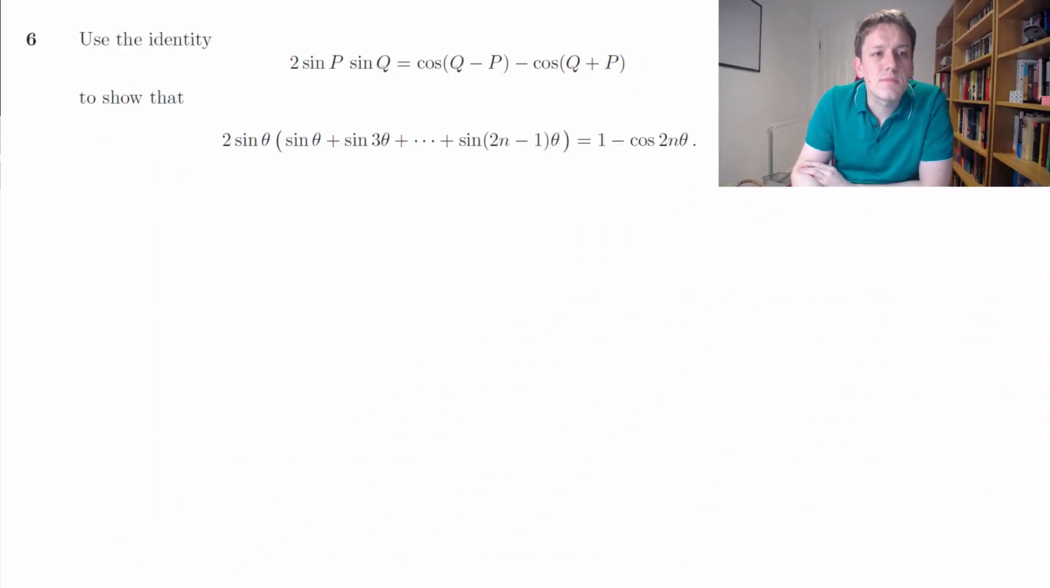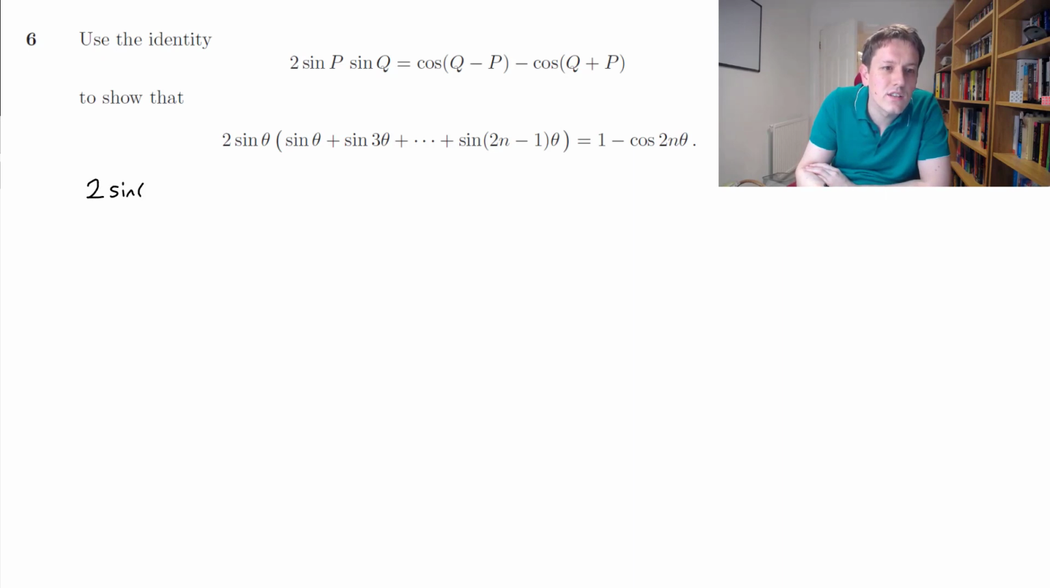This question starts by asking us to use this identity here, 2 sin p sin q = cos(p − q) − cos(p + q), to show that this statement here is true. If I were to multiply out these brackets, we would get statements a bit like the left hand side here: 2 sin θ sin θ, 2 sin θ sin 3θ. So I'm going to start just by writing out some of those, and it'll become quickly apparent how this works.